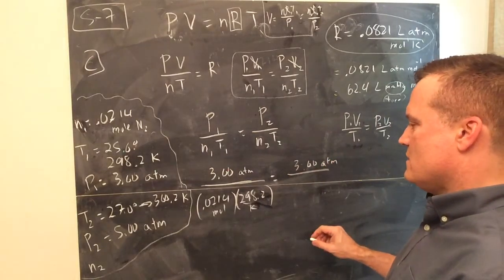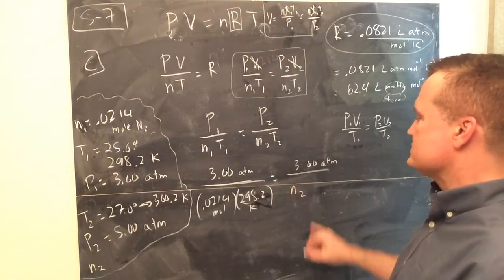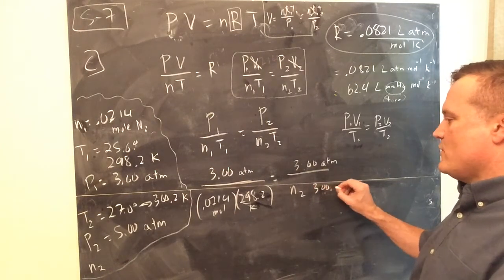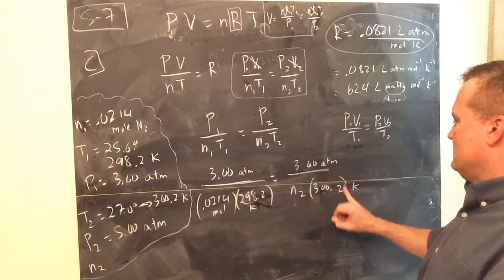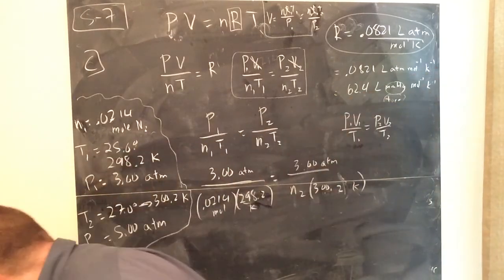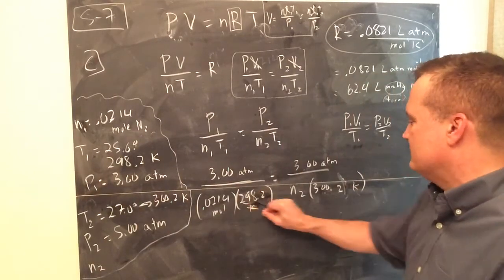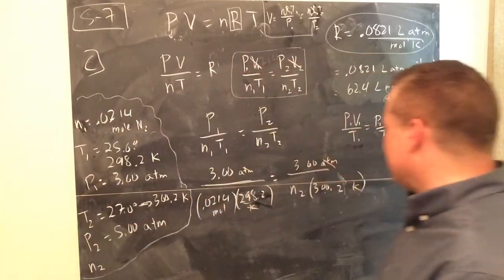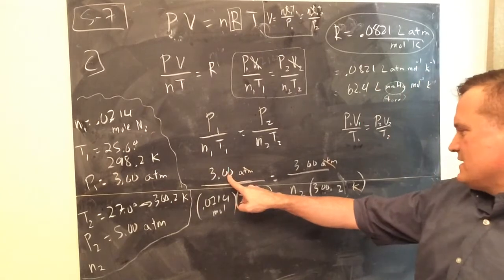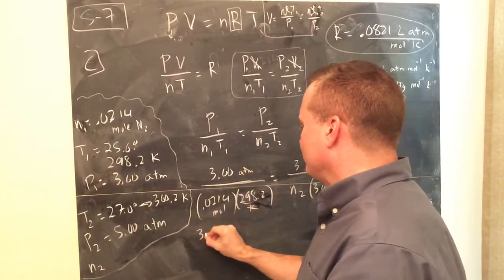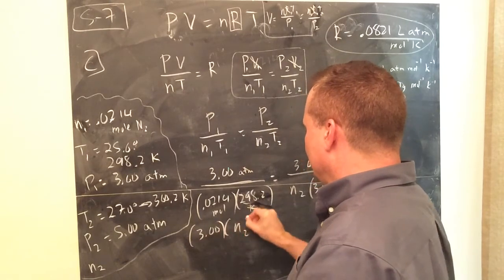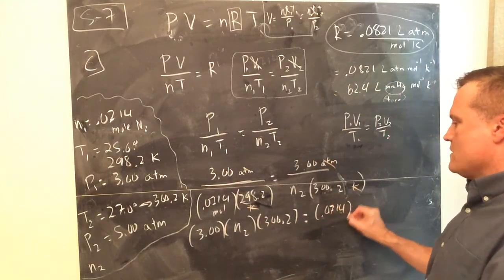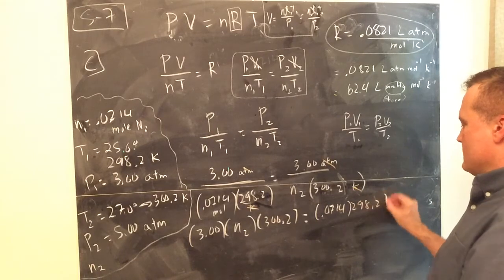Then over, we don't know the final moles, but we know the final temperature is 300.2 Kelvin. All right, so anything that appears twice will get canceled. So Kelvin and Kelvin, atmosphere, and when I rearrange it, it'll be moles. So I'll do cross multiplying to get it. 3 times N2 times 300.2 equals 0.0714 times 298.2 times 3.